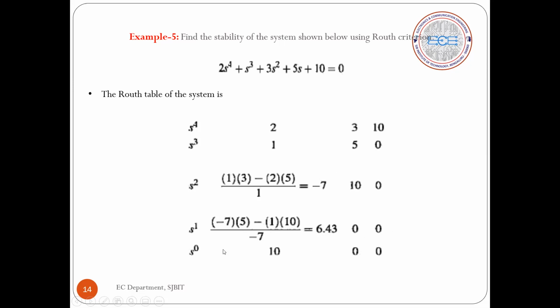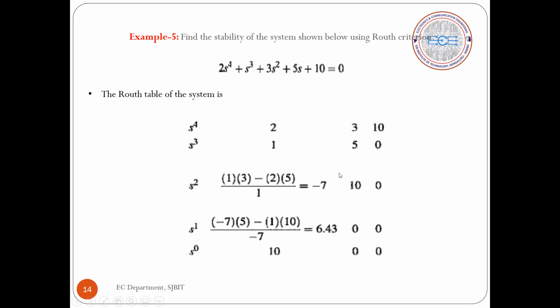So finally, s power 0. How could I compute this? It is 6.43 into 10 minus 7 into 0, divided by 6.43, which is equal to 10. So this is what the Routh's table will look like.